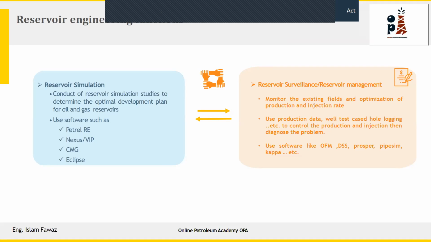The second aspect of reservoir engineering is reservoir simulation, where you conduct reservoir simulation studies to determine the optimal development plan for fields, like gas reservoirs, condensate, and so on. You use commercial software like Petrel RE, Nexus VIP, CMG, and Eclipse. Also, you start with the geological model, then go to the rock model or facies model, and then populate the property modeling within the grids, then start history matching, then prediction to find the optimal way to develop the reservoir.